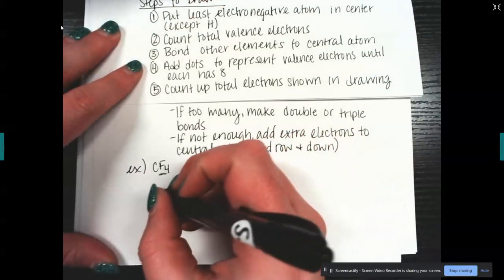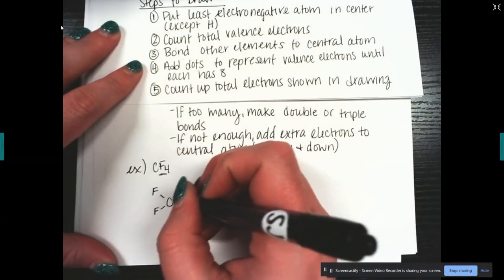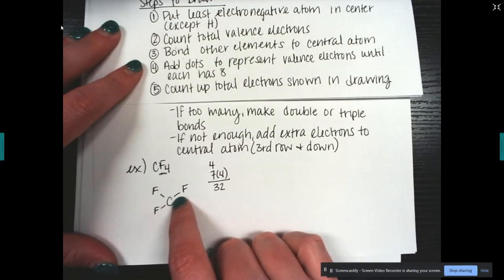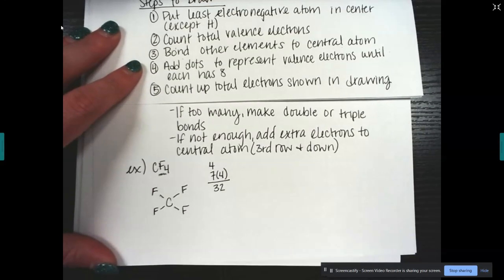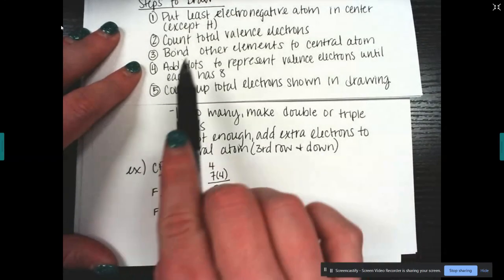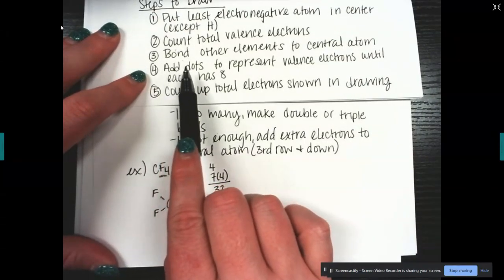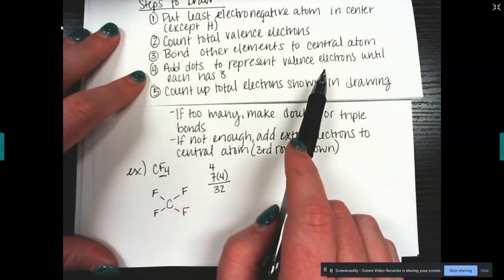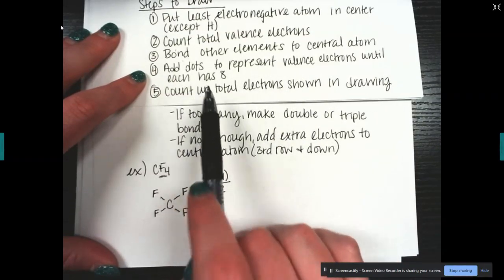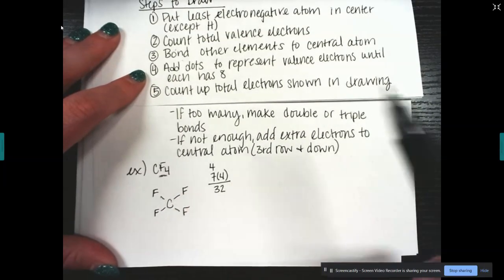You just write the other elements around and you connect them with a line. The line represents a bond. That bond is 2 shared electrons in a pair. Now, the next step is where I'm going to add dots, which are going to represent valence electrons until each atom has 8. Because you remember that whole goal is to have 8 in your outer shell.